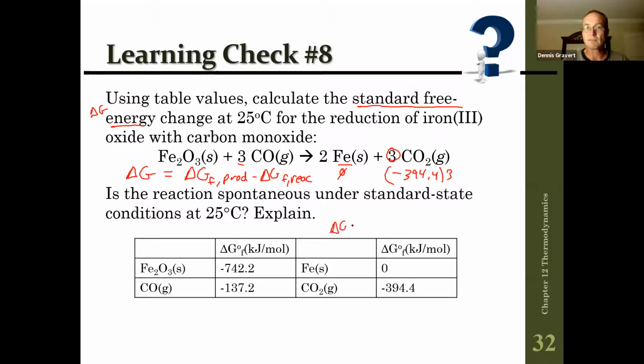And when you do that, I got number 8, a negative 29.4. What are the units? Kilojoules, I believe. Yes. So, is the reaction spontaneous? Yeah, this is negative. It's spontaneous. So it's a yes. Explain. It's negative. I don't know what else it wants. Or maybe you have to show your work as your explanation.